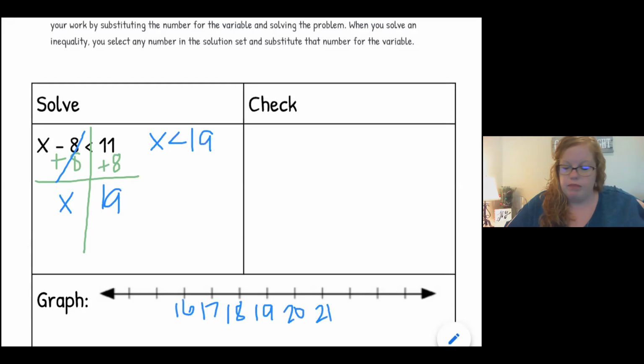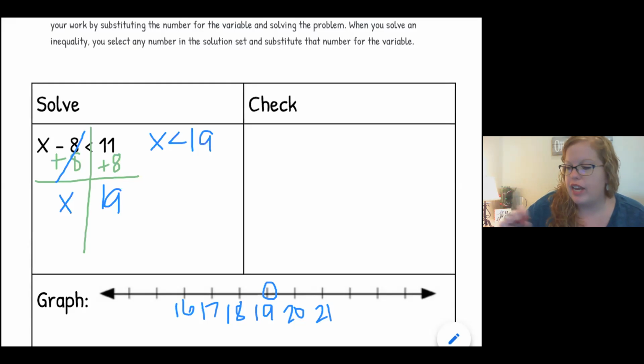When you're graphing, if it is less than or greater than, you're going to just circle the number. Now up above, I showed you the greater than or equal to and less than or equal to. If those are included, you're going to color in, because that means that you can include that answer. So then you've got to shade one direction or the other. You want to show what the correct answers would be, the solution set.